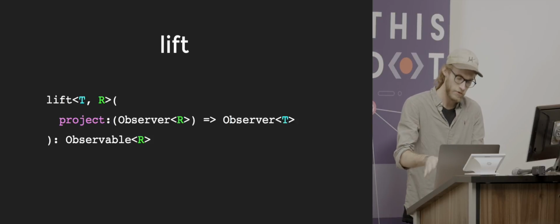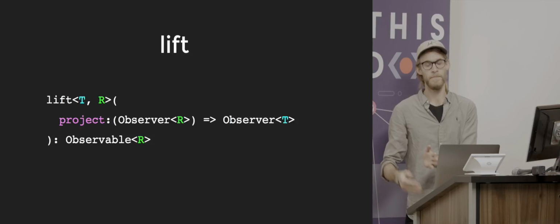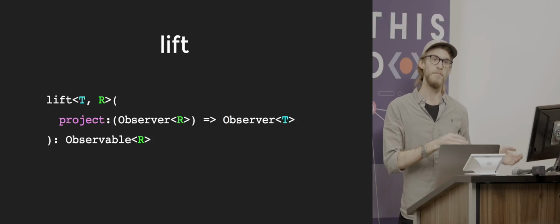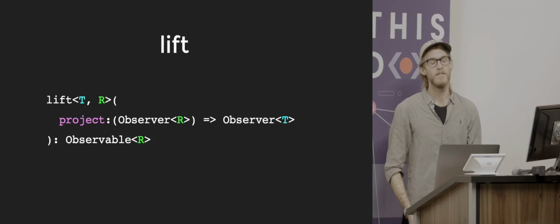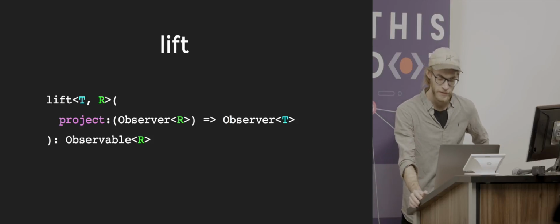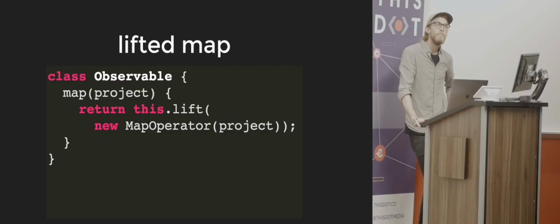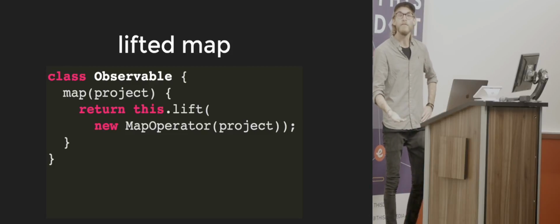In this case, observables have an inner type, and this doesn't work on the inner type, this works on the wrapper around the inner type. So that's another reason we went with lift. So here's how we'd write map using lift instead of flatMap.